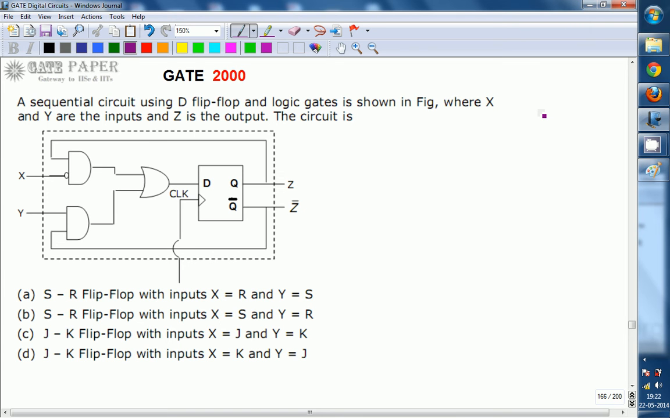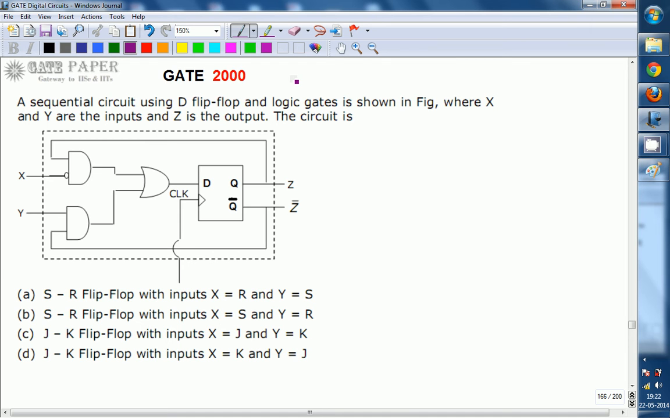Otherwise, SR flip-flop with inputs X equal to S, Y equal to R. Or it may be JK flip-flop with X as J, Y as K, or Y as K, R as J. So out of these four options, which will be the right answer for this question? That we are going to calculate. Okay, so this circuit includes a D flip-flop.